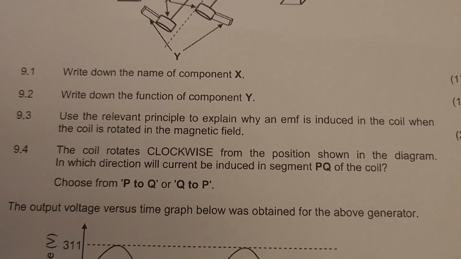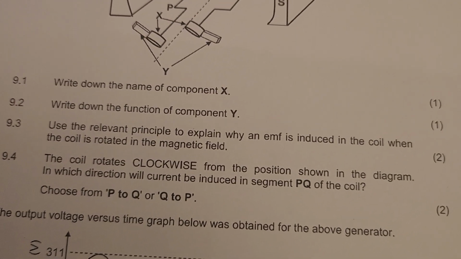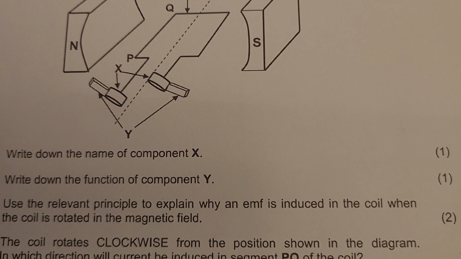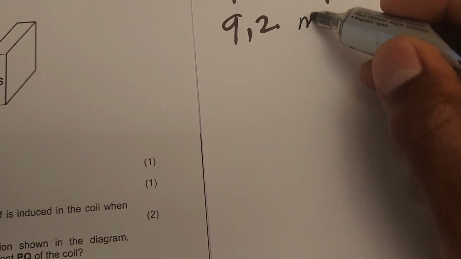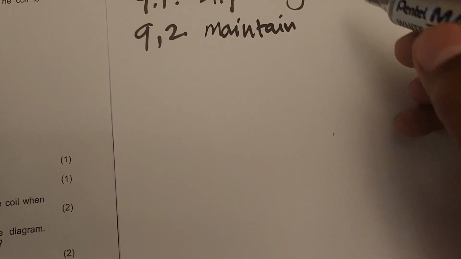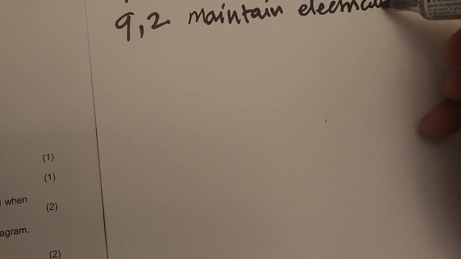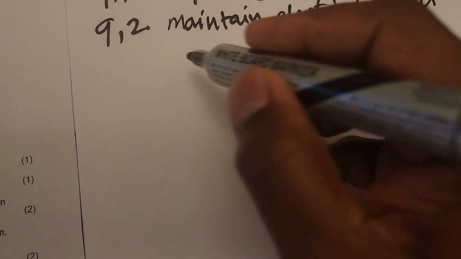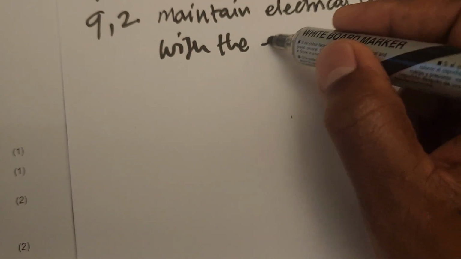9.2, they say write down the function of Y. Y is pointing at carbon brushes. The function of the carbon brushes is to maintain electrical contact with the external circuit.